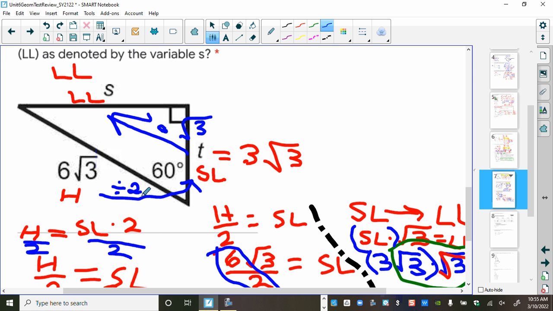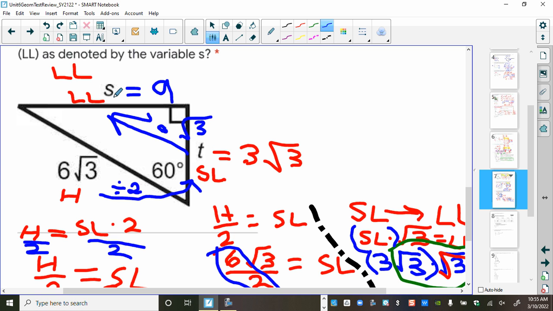You have the hypotenuse, divide by 2. Bang, there's your short leg. Once you get your short leg, multiply by square root of 3. Bang, there's your long leg. So that's the quickest way out. If you have a short leg, multiply by 2, boom, there's your hypotenuse. If you have your short leg, multiply by square root of 3, bang, there's your long leg.